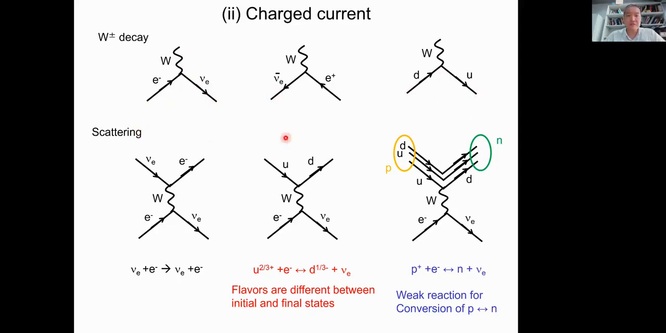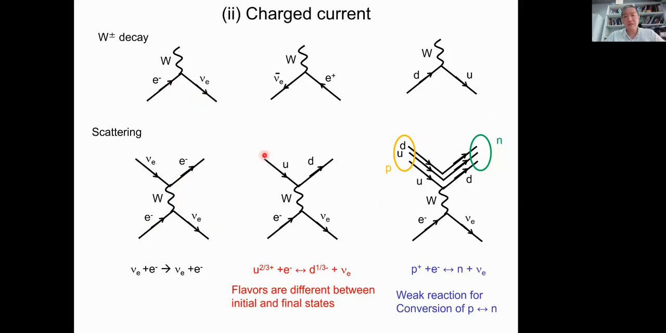Corresponding scattering process includes these diagrams. By combining these vertexes, this reaction is possible. This is scattering between electron type neutrino and electron. And exchanging W boson, it is converted to electron and electron type neutrino. So in this reaction, the particles in the initial state are the same as those in the final state.